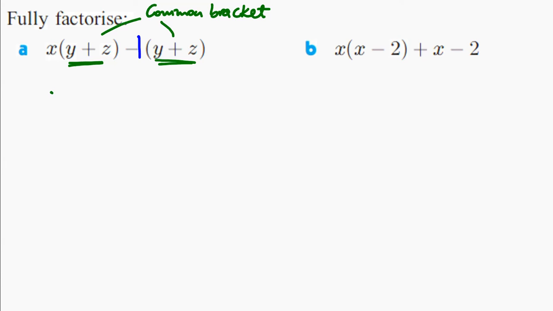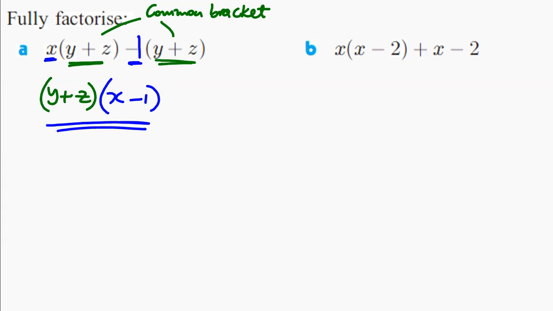So take out the common bracket, y plus z. y plus z is our common bracket. What remains is x and minus 1. So x minus 1, and that will be my answer.